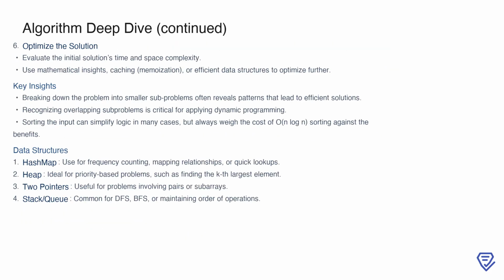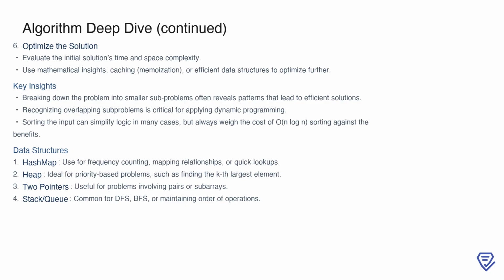Optimizing your solution is the next step after designing the initial approach. Start by analyzing the time and space complexity to identify potential bottlenecks. Mathematical insights or techniques like caching through memoization can often help reduce redundant computations. Efficient data structures also play a significant role in optimization. For example, breaking down the problem into smaller subproblems can reveal patterns that enable more efficient solutions. Recognizing overlapping subproblems is especially important for applying dynamic programming effectively.